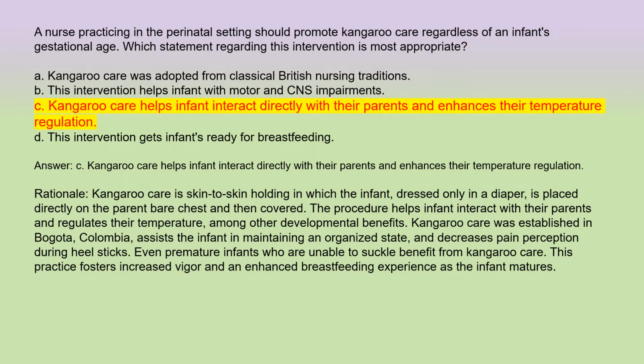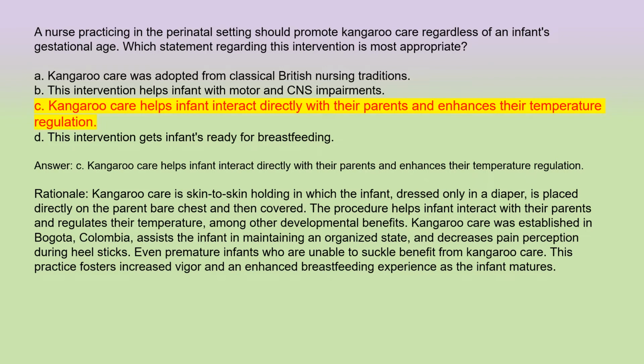Answer. C. Kangaroo care helps infant interact directly with their parents and enhances their temperature regulation. Rationale. Kangaroo care is skin-to-skin holding in which the infant, dressed only in a diaper, is placed directly on the parent's bare chest and then covered. The procedure helps infant interact with their parents and regulates their temperature.